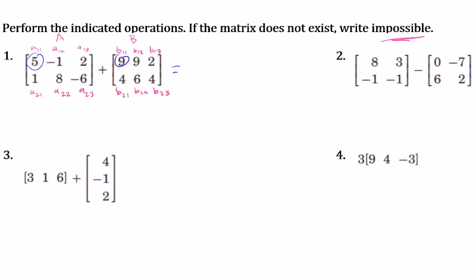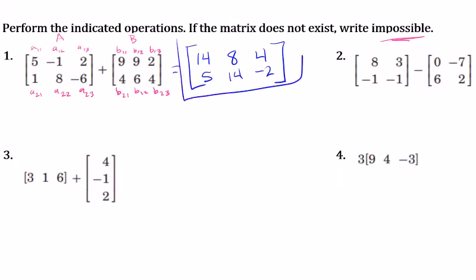So A11 is going to get added to B11. So 5 plus 9 is 14, right? And then A12 is going to get added to B12. Negative 1 plus 9 is 8. And then A13 and B13, 2 plus 2 is 4, right? Same thing in the second row. A21 and B21, 1 plus 4 is 5. 8 plus 6 is 14. And negative 6 plus 4 is negative 2. And that's it. So pretty simple to add matrices. That's all there is to it, okay?